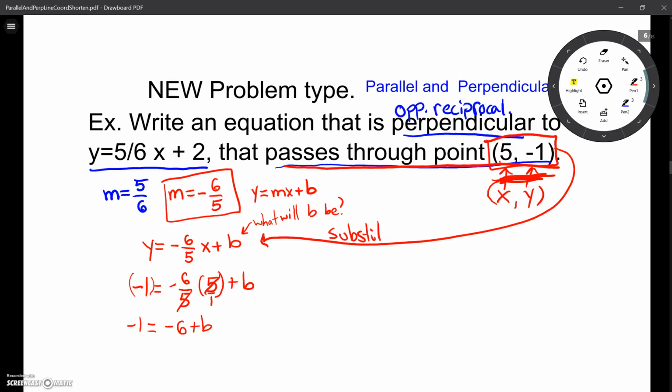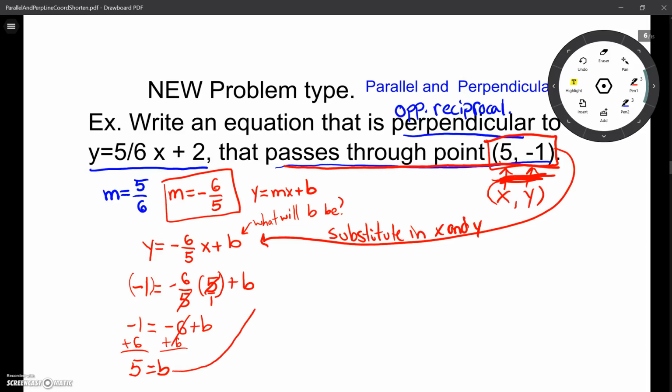So from here, all I have to do is solve this equation for b. So to do that, I've got b - 6. To get rid of this -6, I'm going to add 6 to both sides. The 6s cancel. -1 plus 6 gives me a 5, which is equal to b.